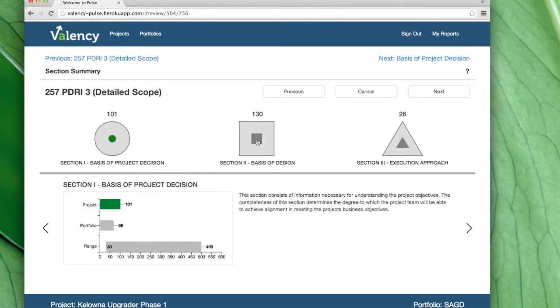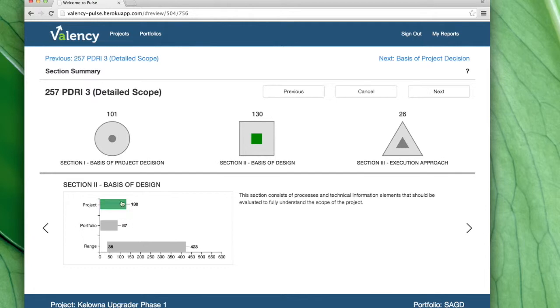In Section 2, Basis of Design, a quick review shows a substantial amount of risk. Our project is scoring almost 50% above the portfolio average. Looking at the score range, we see this section is also a significant amount of work, but it represents a substantial amount of risk to the project at completion of detailed scope stage for front-end planning.